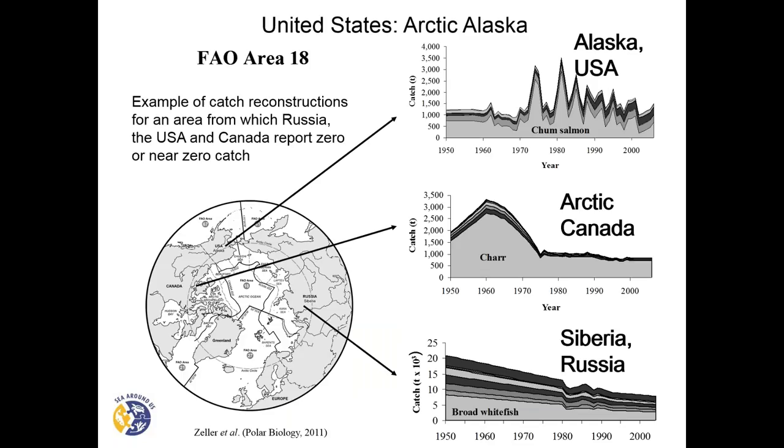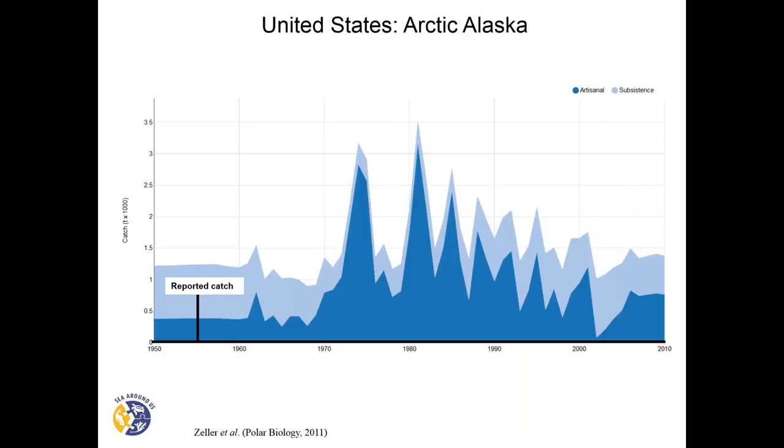If you talk about the Arctic, I'm talking about the FAO Statistical Area 18, which basically includes the waters of the United States, Arctic Alaska, Arctic Canada, and Siberia. These are the reconstructed data for each of these areas, and you see each one of them has fisheries catches. This is only the first set, for Arctic Alaska. However, you notice at the bottom, reported catches are zero. This is actually the case for all three of these areas.